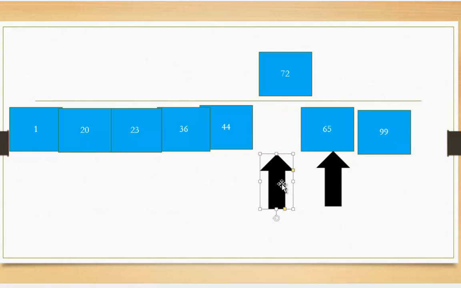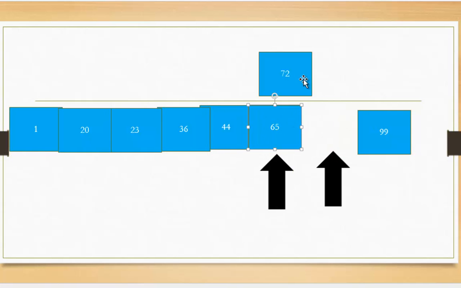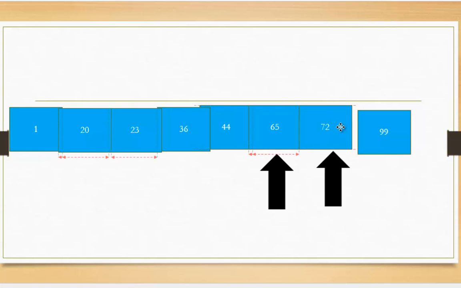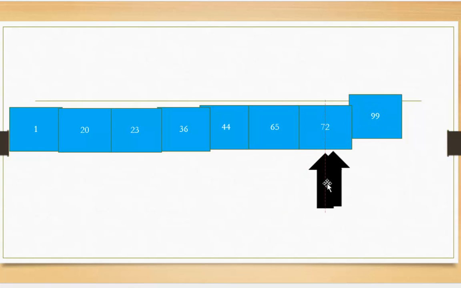Now I just want to compare if 72 is greater than or less than 65, because I'm just looking at the pivot point. I need to see where I place the pivot point, and I see that 65 is less than 72, so I'm going to swap their positions. And upon doing that, both the pointers are at 72, and that part is done. Just going to delete those. And the array, as you can see, is sorted: 1, 20, 23, 36, 44, 65, 72, and 99.